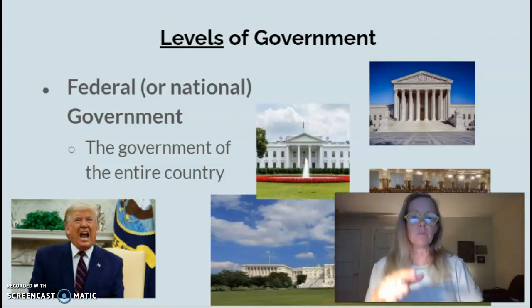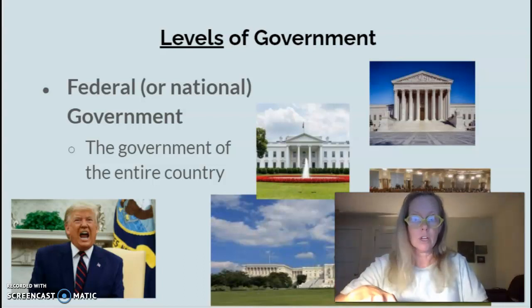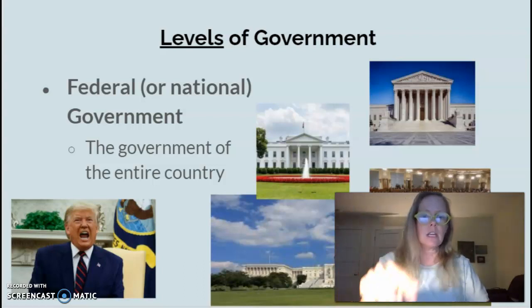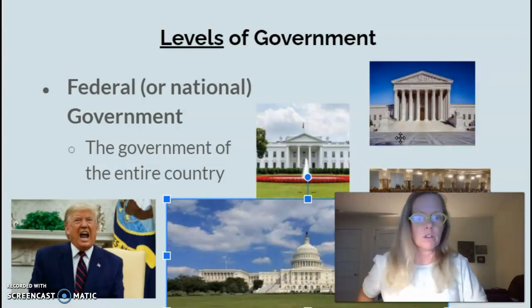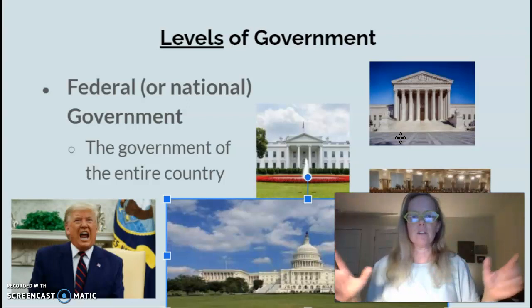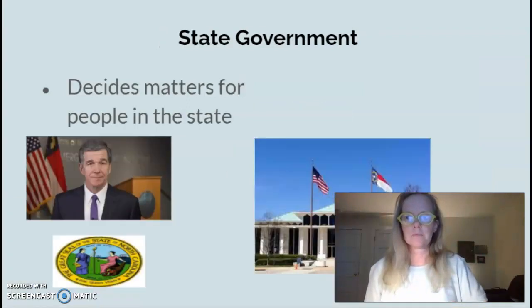So we've got some of the pictures here, by the way: the White House, the executive branch, and the capitol building, which hopefully you can see there. That is where our Congress is located. And then this other one is the Supreme Court of the United States. So all of this is at the federal level, the entire country, okay?